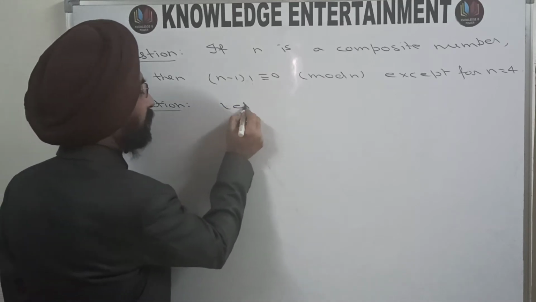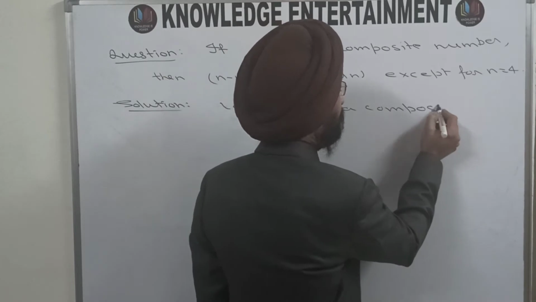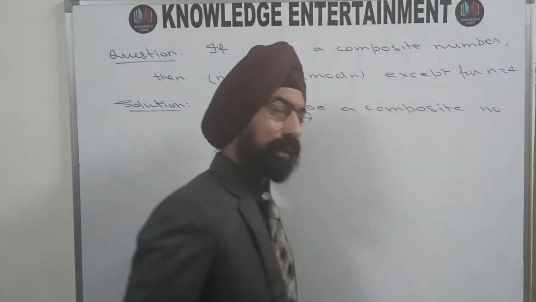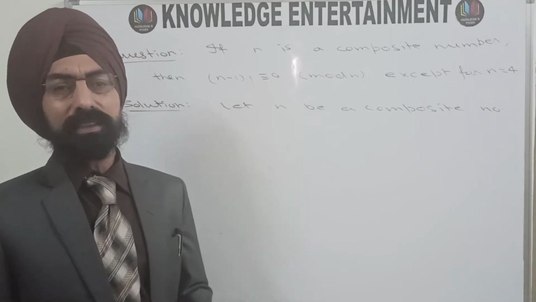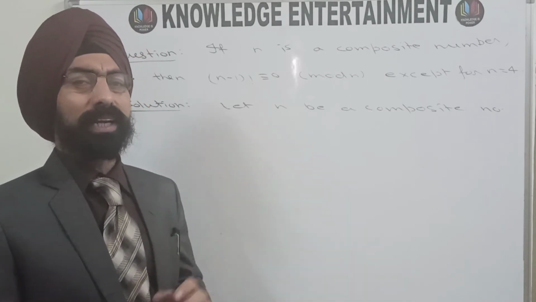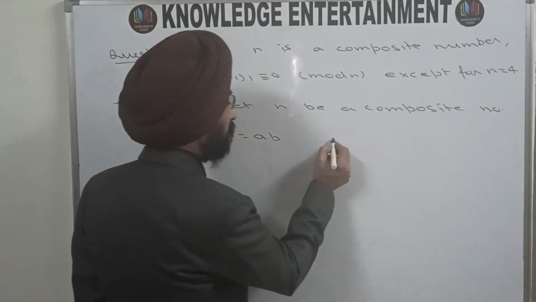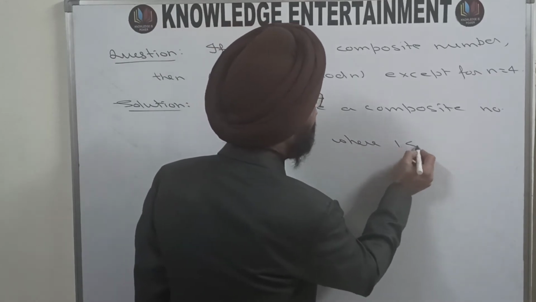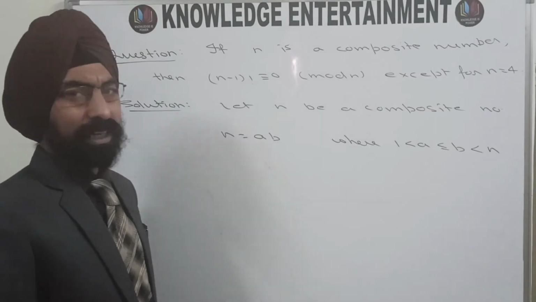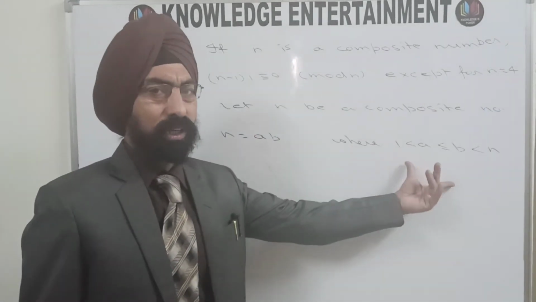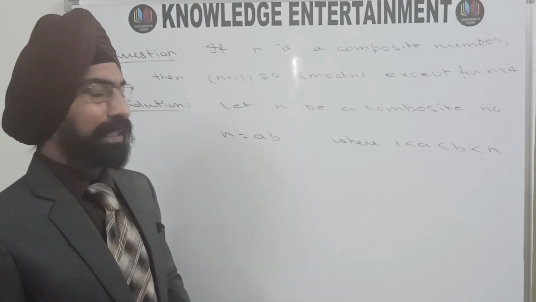Let n be a composite number. If n is a composite number, then definitely it will have some factorization other than 1 and n. So let the factorization be n is equal to ab, where 1 is less than a is less than or equal to b is less than n. We can always have this type of factorization if n is a composite number. Now here there may be 3 cases.